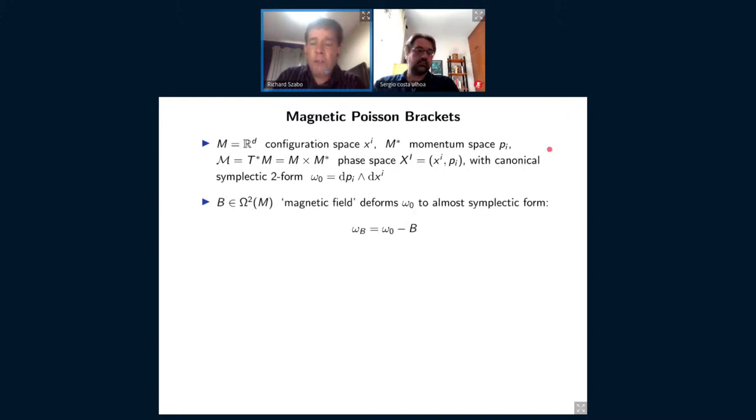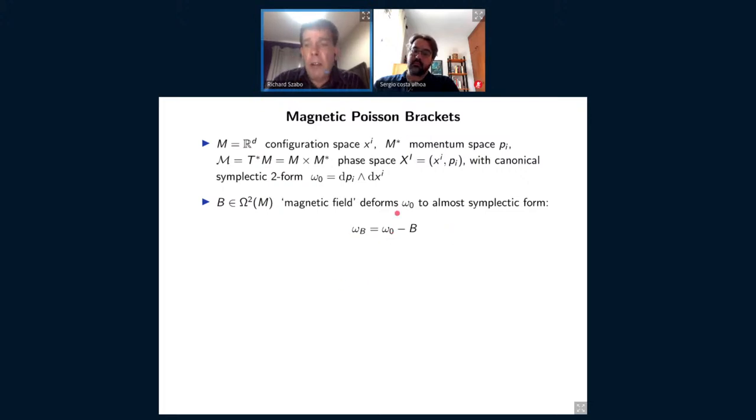Now what I do is introduce a two-form on configuration space that I call B. B is going to play the role of a magnetic field eventually, so I'm going to refer to this as the magnetic field two-form. Now you can take the canonical symplectic structure and shift it by B. It gives you another two-form.